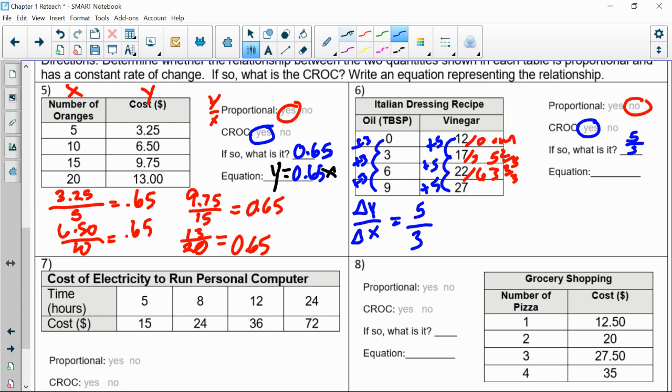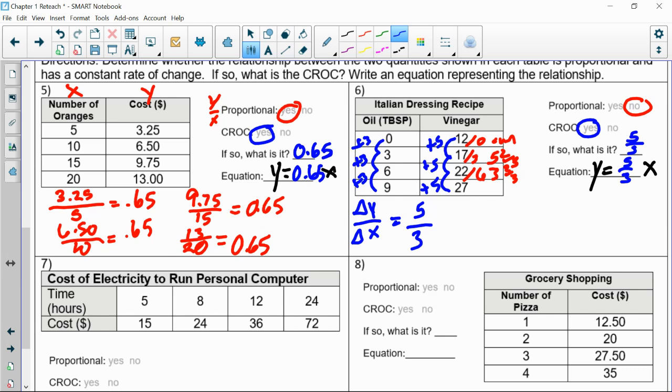So then when I go to write my equation, I look, y equals, and I want to plug in this number in front of x. All right, so for every tablespoon, we multiplied it times this fraction to get these answers. That's how the equation works. I wanted to plug in 9 for x. 9 times 5/3 is 27.